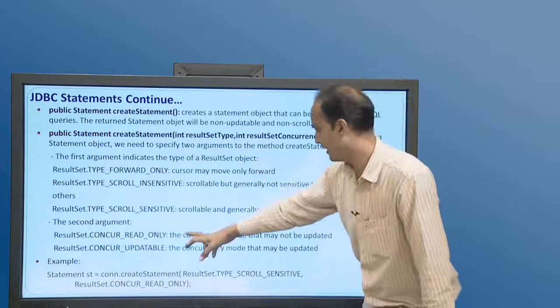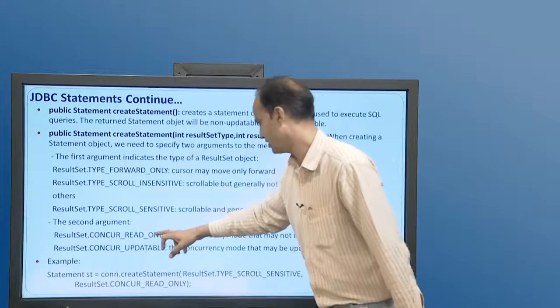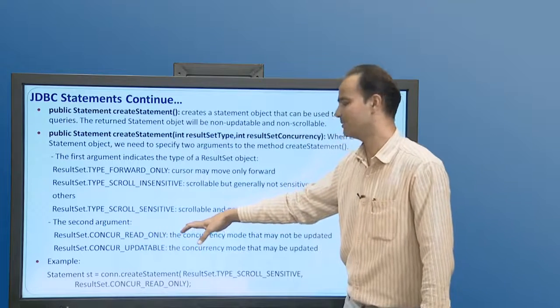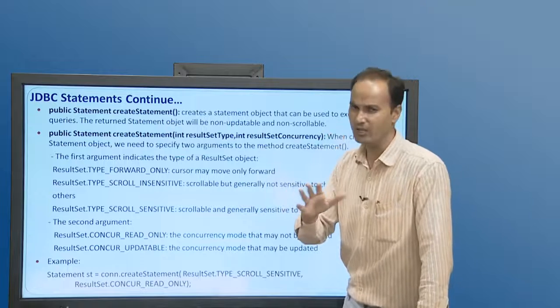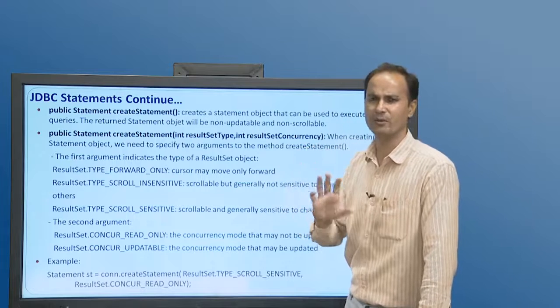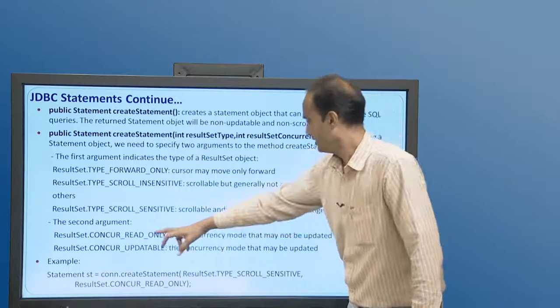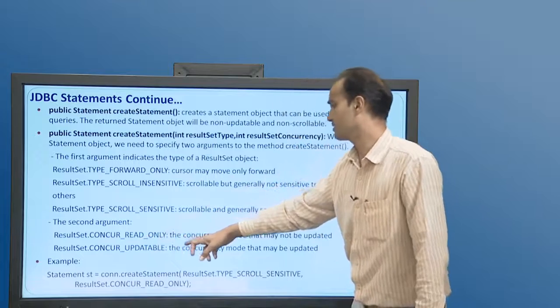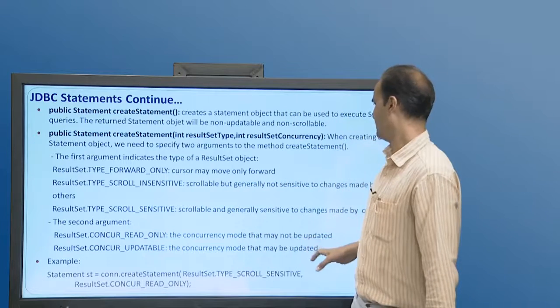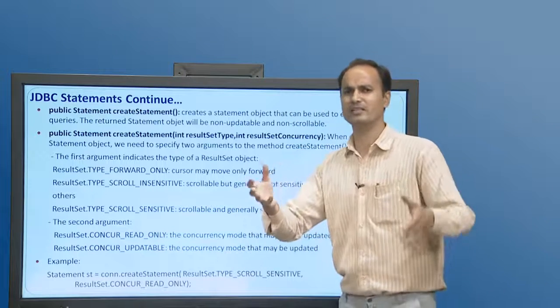For the second argument, integer result set concurrency, you can pass any one of these two. ResultSet.CONCUR_READ_ONLY simply creates a result set in a read-only manner, so there will not be any kind of updation or modification. Then the second is ResultSet.CONCUR_UPDATABLE, the concurrency mode that may be updated. That means you can update the result set.